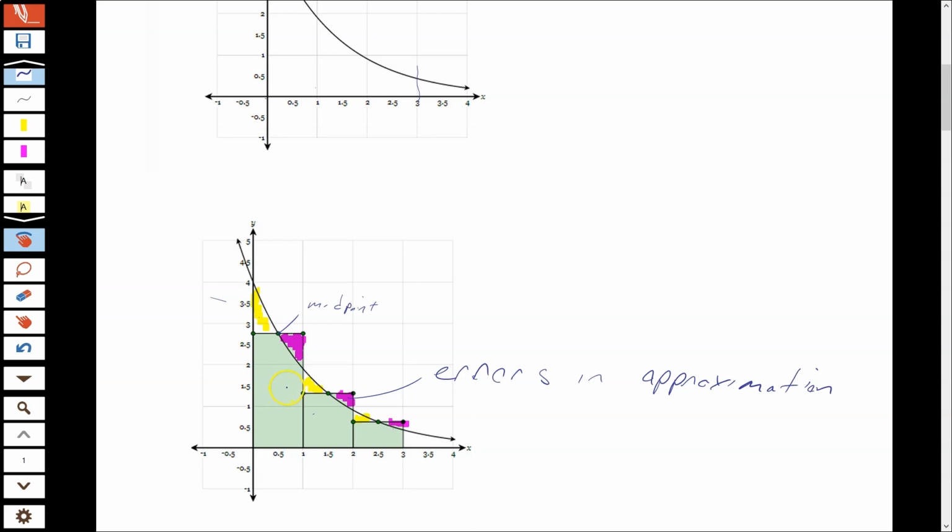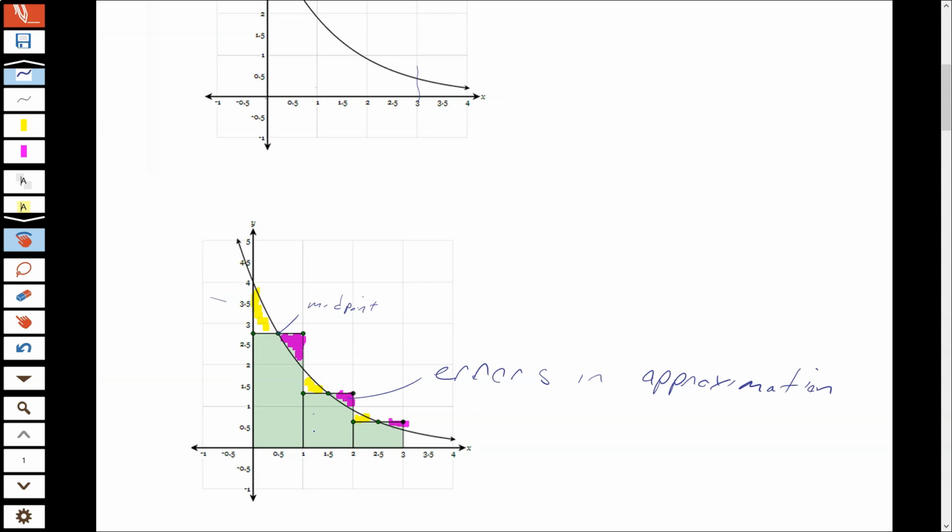Now, the reason this is so important to understand how to approximate these is that we will use this idea of limits in a future lesson to investigate what happens when we make these rectangles very small. And what we'll see is as these rectangles get smaller and smaller, our approximation is better and better. Okay, so that was our midpoint Riemann sum.